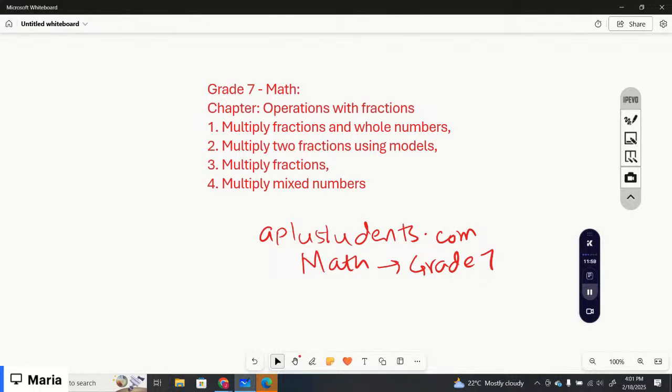There you can find a list of the chapters. We're going to start with the chapter that is operations with fractions. The lessons we're going to cover today are multiply fractions and whole numbers, multiply two fractions using models, multiply fractions, multiply mixed numbers. So please make sure you have your notebook and pencil so that you can note down the important examples and definitions as well.